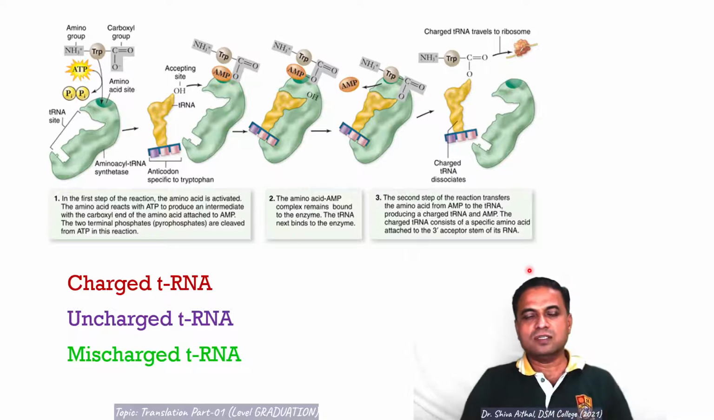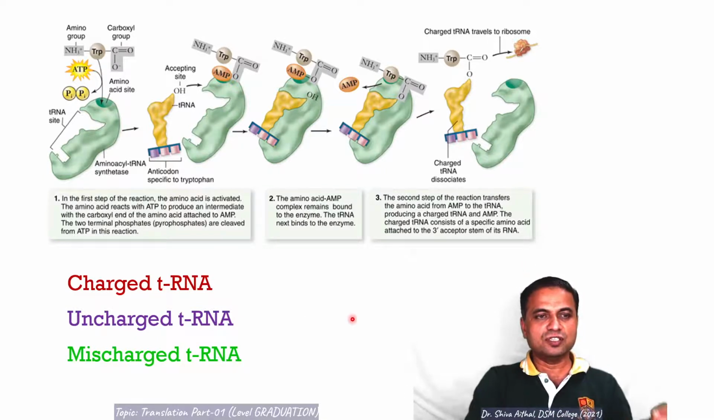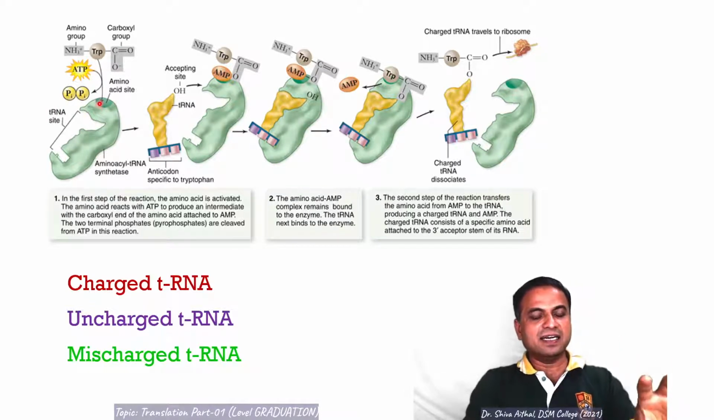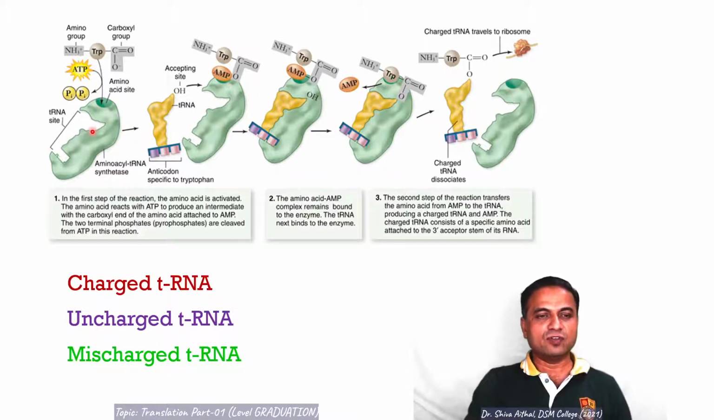So you summarize all these three reactions in one. Charged tRNA is being formed here. In the first step of the reaction, the amino acid is activated. The amino acid reacts with the ATP molecule to produce an intermediary, the carboxyl end of amino acid getting attached to the AMP. Two terminal phosphates, that is the pyrophosphates, are cleaved from ATP in this reaction. In the second step, you can see the amino acid AMP complex remains bound to the enzyme.